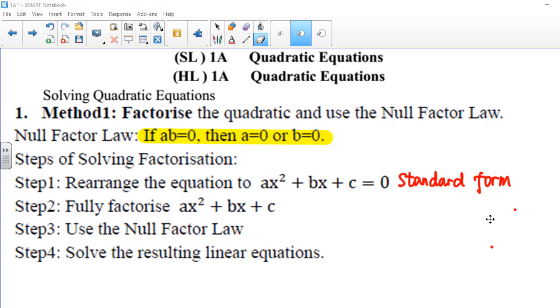Right now, let's look at the steps of solving by factorization. Step 1. Rearrange the equation to ax squared plus bx plus c equals 0. This form is also called the standard form, which means I need to move all the terms to one side of an equation and leave the other side to be 0. Step 2. Fully factorize ax squared plus bx plus c on the left side. Step 3. After you factor ax squared plus bx plus c into the product of two binomials, we can let each binomial be 0. Then we can solve the resulting linear equations.